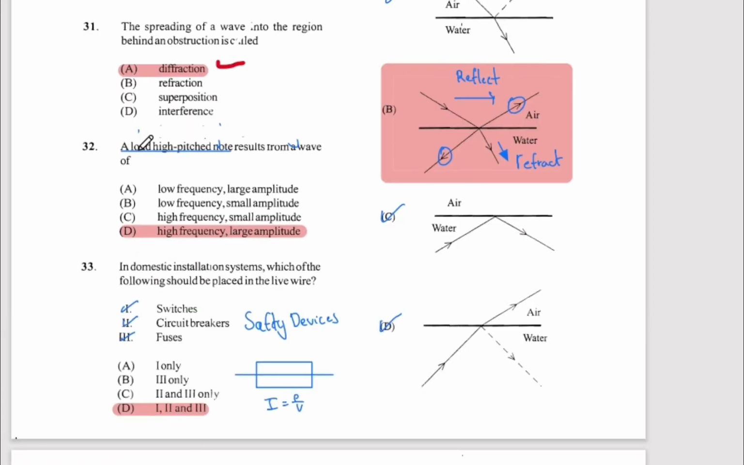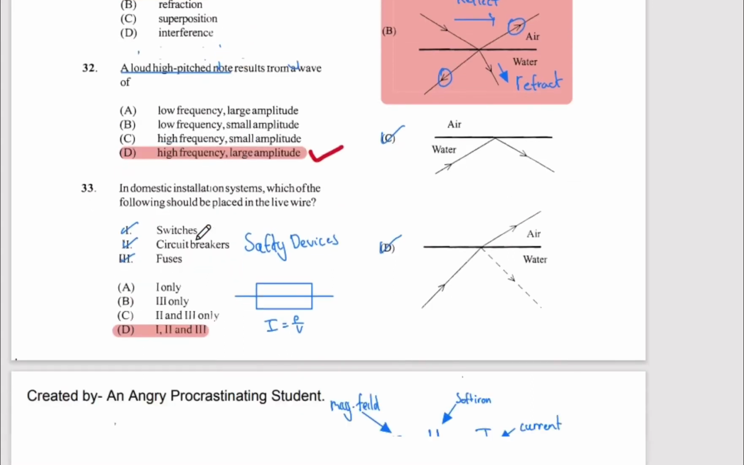Question 32 says, a loud high-pitched note results from a wave that is of high frequency and a large amplitude. Question 33 says, in a domestic installation system, which of the following should be placed in the live wire? And we should place switches, circuit breakers, and fuses. So that's I, II and III. So that's D, all of them.